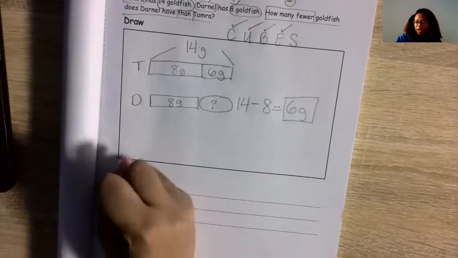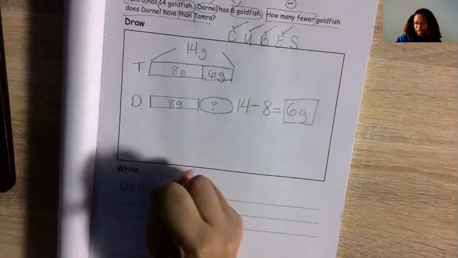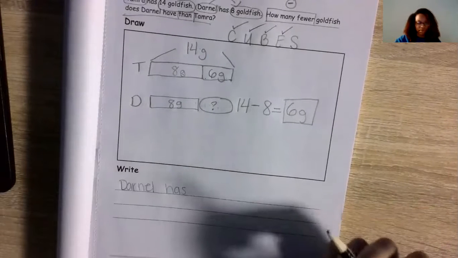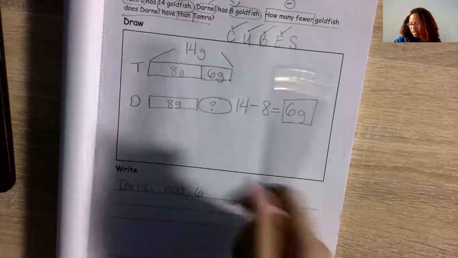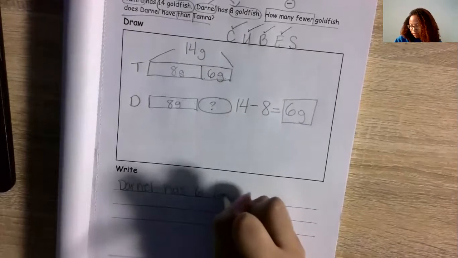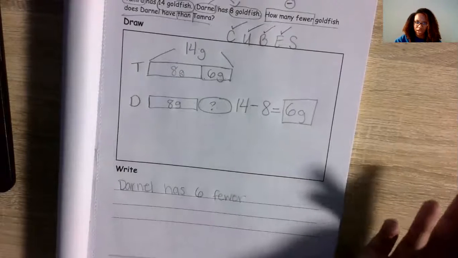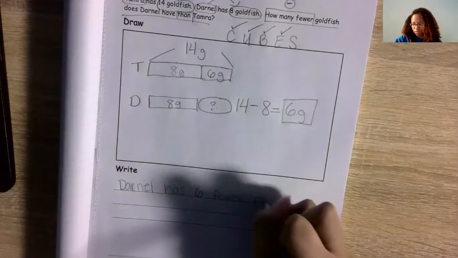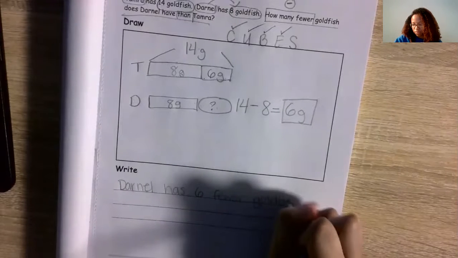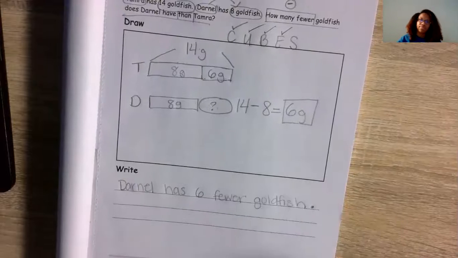I can say Darnell has, what number will go next? 6. I want to use my keyword fewer. And then 6 fewer, like what? Goldfish. And then always end your sentence with a period. And that's all for our application problem.